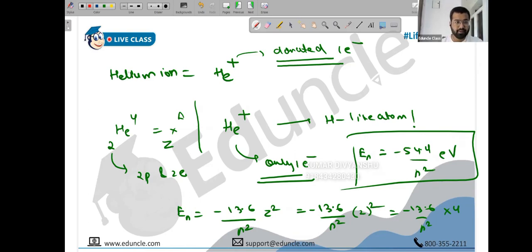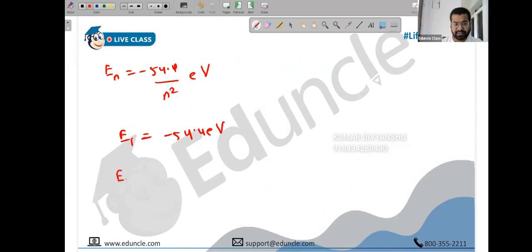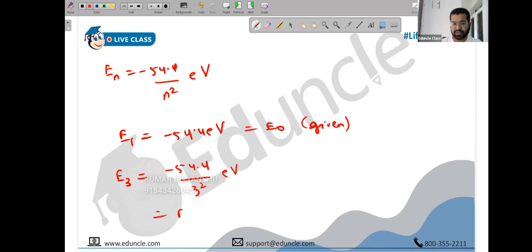So what do we have? Energy is minus 54.4 upon n square electron volt. The ground state energy would be just minus 54.4 electron volt, and the third excited state energy would be minus 54.4 upon 3 square electron volt. Actually, we have to write this in terms of E1 only. They have given us the ground state is E naught. So minus 54.4 electron volt is actually E naught only. So this is E naught by 9.